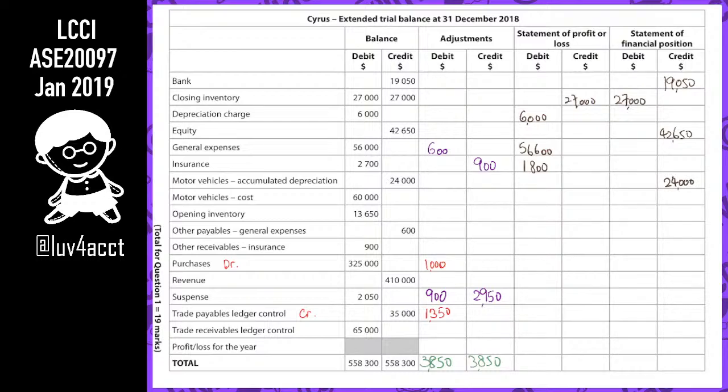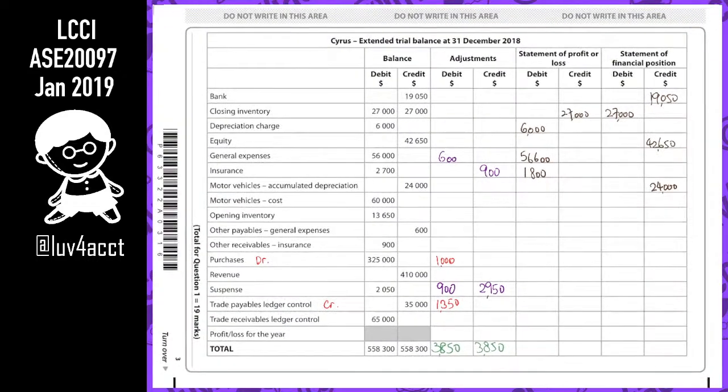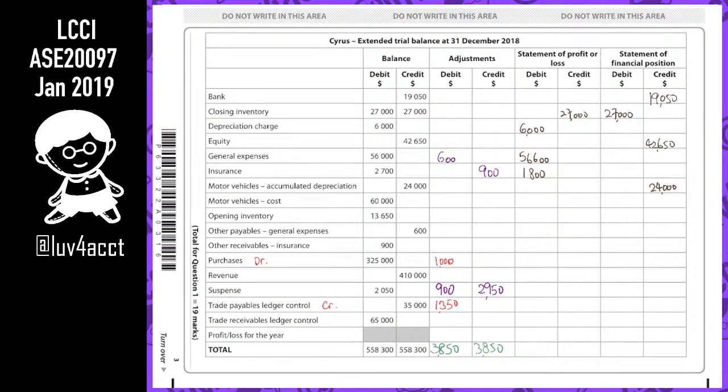By the way, for these types of multi-column statements of extended trial balance, I will always do something like this. I give a line here, so that you won't accidentally mix up the columns. So let us continue.